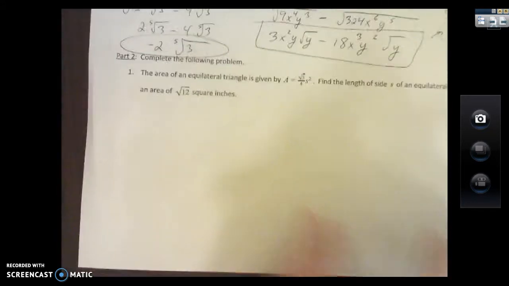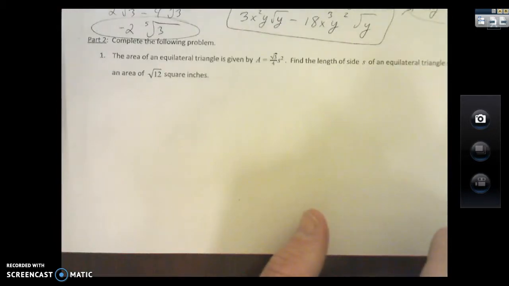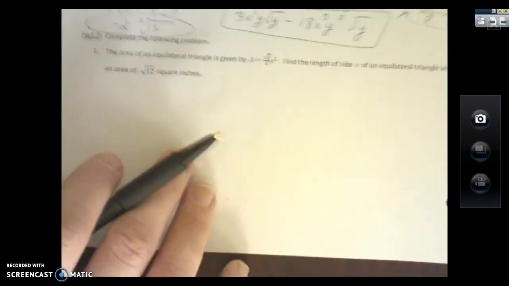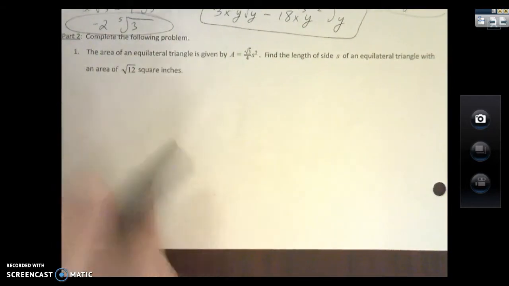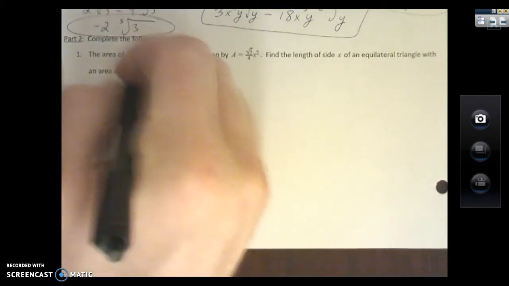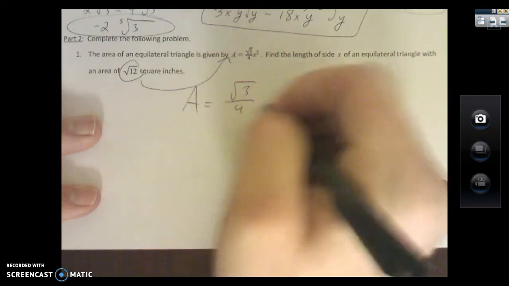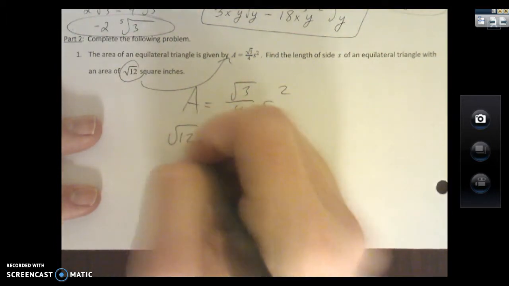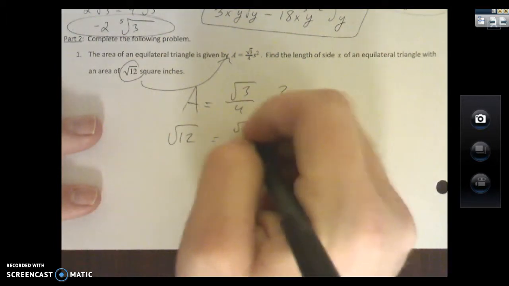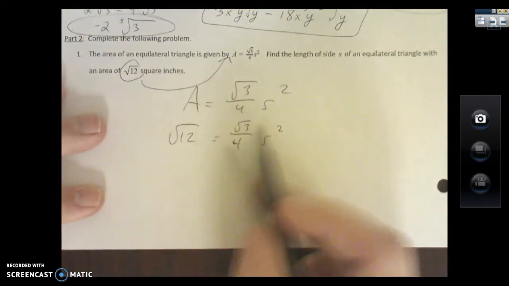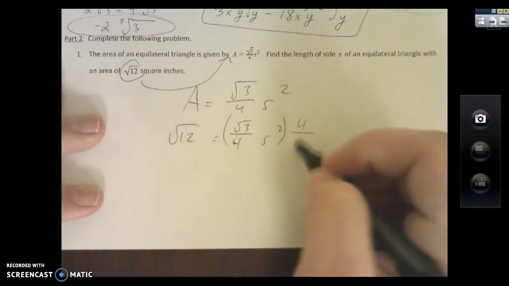Alright. Number 1, the area of an equilateral triangle is given by the area formula A equals square root of 3 divided by 4 times s squared, which is a very good formula, by the way. Find the length s of an equilateral triangle with an area of root 12 square inches. I'm taking this and plugging it in for A. So root 12 goes in for A, equals root 3 divided by 4 s squared. To get rid of a fraction on one side, you multiply both sides by the reciprocal.